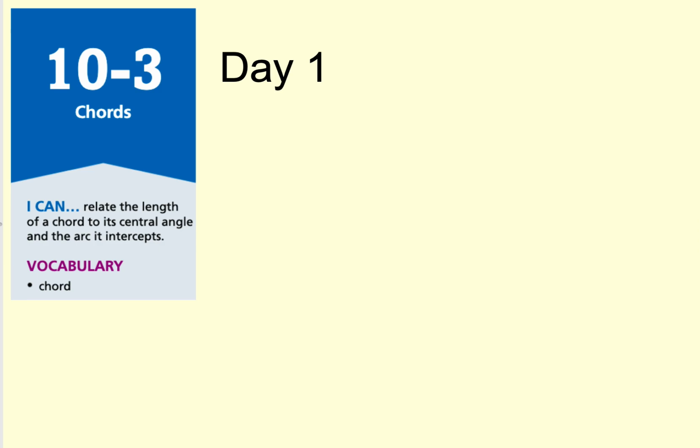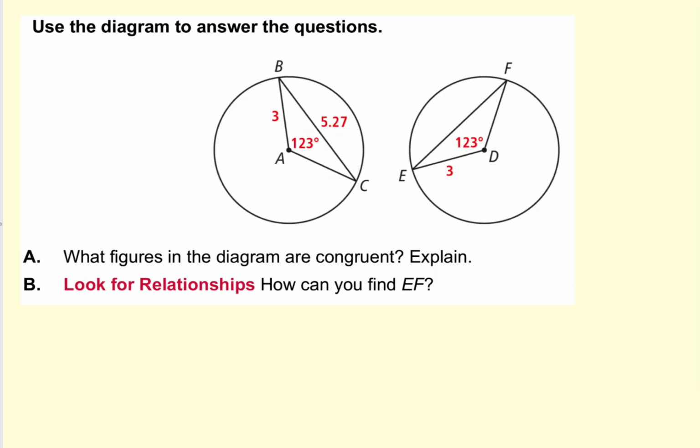I can relate the length of a chord to its central angle and the arc it intercepts. Let's take a look at these two triangles. Notice that they are made up of radii, so this side and this side are congruent. And this is 3, so this side and this side. So we have 4 sides that are congruent. We also have an angle between. So these two triangles are going to be congruent by side angle side.